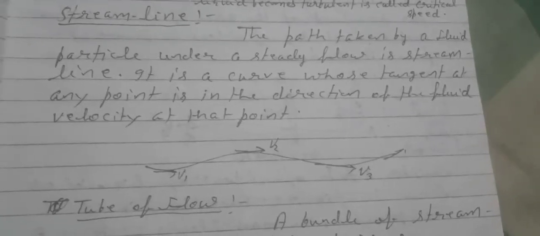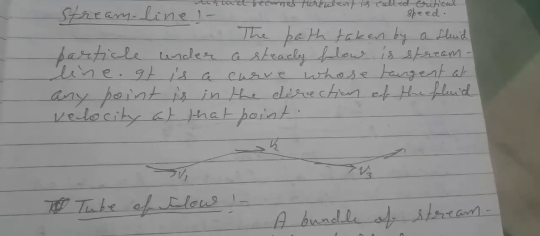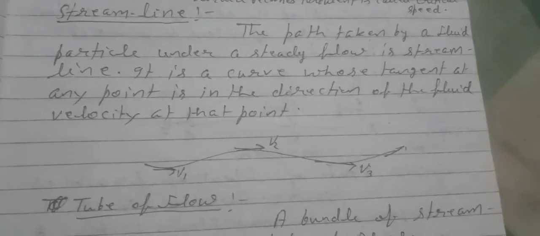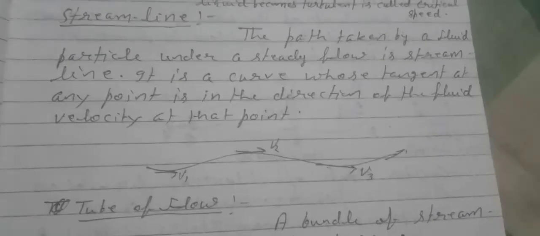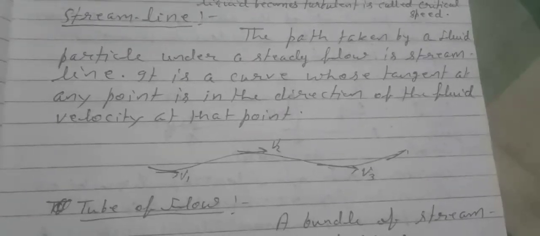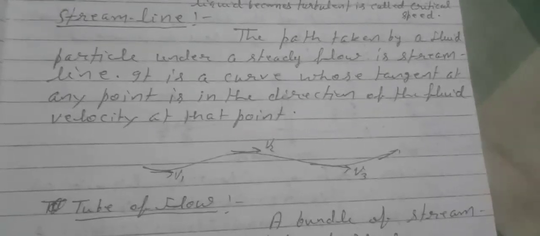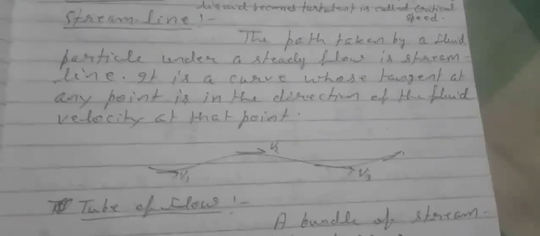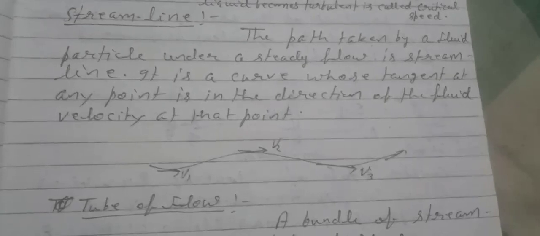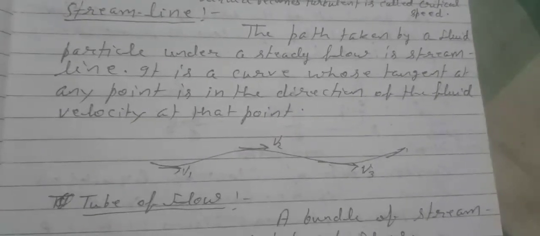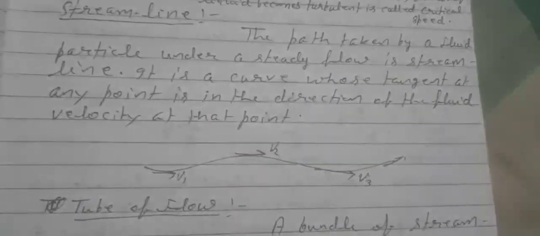Consider a fluid flowing as shown in the figure and its graph is shown. At this point, if we take a tangent, then it will represent the velocity at this point. Similarly, at another point, the velocity will be represented as v2 after taking the tangent at that point. And this line is called a streamline.